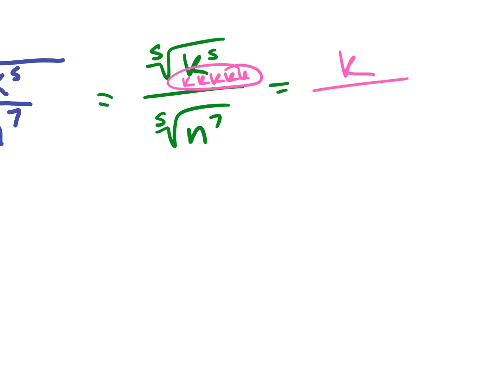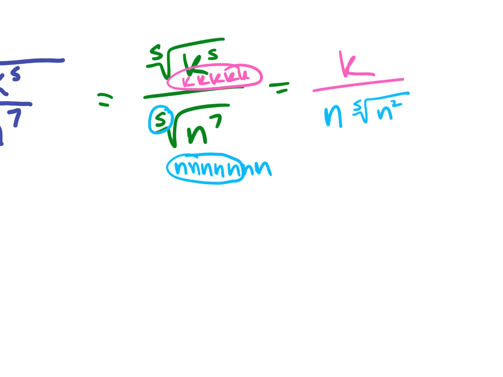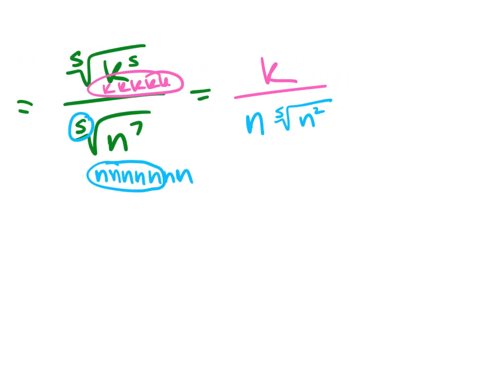We can do the same thing on the bottom. We have 7 n's. 1, 2, 3, 4, 5, 6, 7. How many of a kind are we circling? So circle 5 of them. How many come to the outside? 1, because we have 1 circle. Then the 5th root, how many stay on the inside? 2.